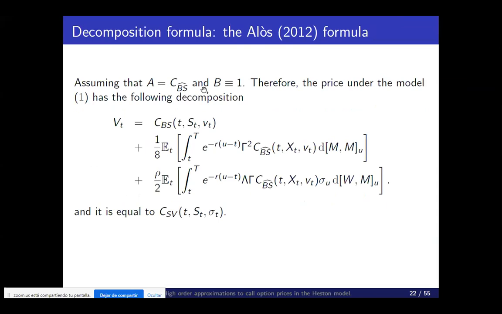So if we choose this appropriate A and B, what we're going to find is the following decomposition formula: the price of a call option in a stochastic volatility model can be decomposed into the classical Black-Scholes formula plus two terms that explain the stochastic volatility. Okay, that's the point.